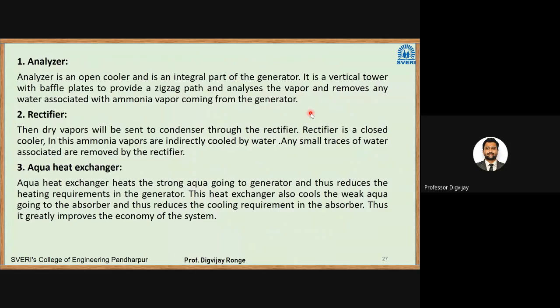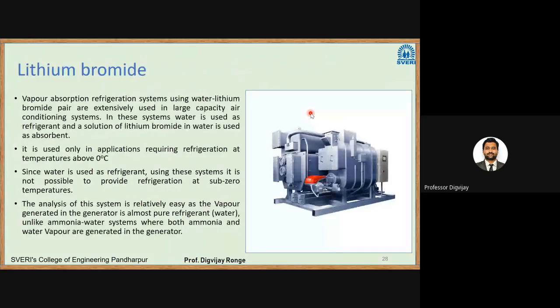Okay. So today we'll see the lithium bromide vapor absorption refrigeration system. What you see on the right is a general system, or an actual machine, which works on lithium bromide and water solution. In our previous system, we used ammonia as a refrigerant and water as an absorber. It is reversed in the case of lithium bromide. Lithium bromide is a salt. It will act as an absorber and water will act as a refrigerant.